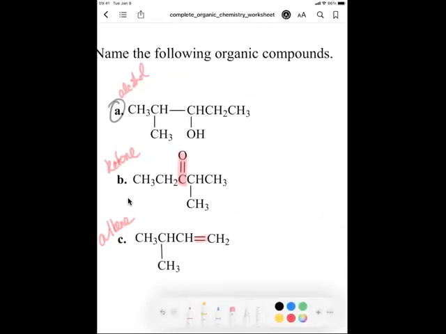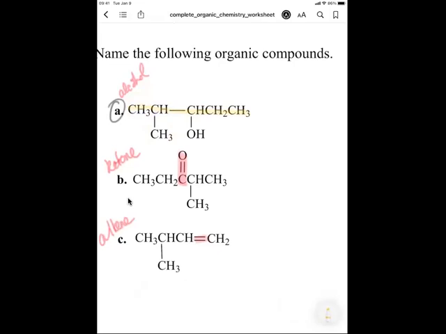So first thing we want to do is find the longest chain. So we can either go straight across or we can go across and down. But again, either way, you're going to have the same number of carbons, and either this one or that one's going to be an alkyl group. They're both on the same carbon, so it does not matter at all which way you choose. But again, I like to be nice and neat. We're just going to go straight across.